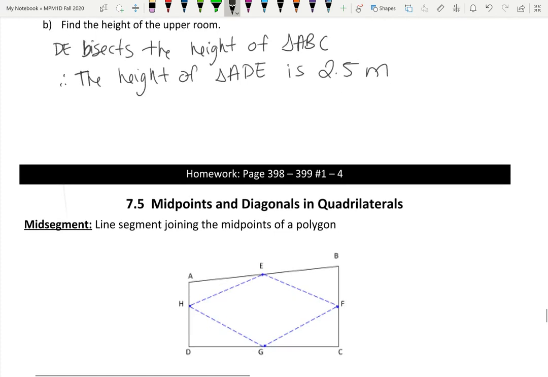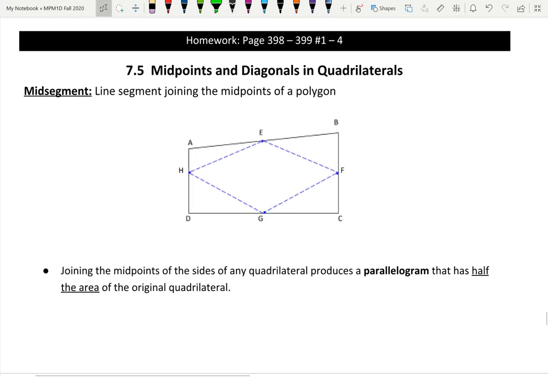Let's move on to 7.5. Now there's not as much writing in this one. It's more just a lot of information to learn. So a mid-segment is a line segment joining the midpoints of a polygon. So we have 3 midpoints here. Okay, and the blue dotted lines are called mid-segments.